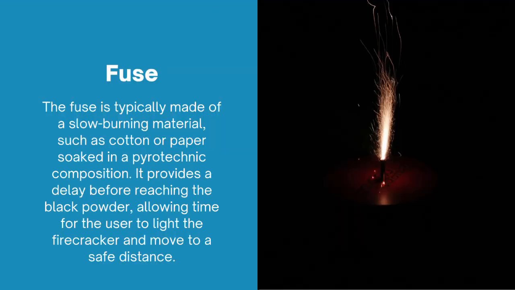But to make a firecracker work, we need something to start the combustion itself, and for that we have the fuse. The fuse is typically made of a slow burning material, such as cotton or paper soaked in a pyrotechnic composition. It provides a delay before reaching the black powder, and it allows the time for the user to light the firecracker and move to a safe distance. Without the fuse, a firecracker would just explode straight away and probably leave you with very bad burns all over your hands, so it is necessary to make a firecracker.